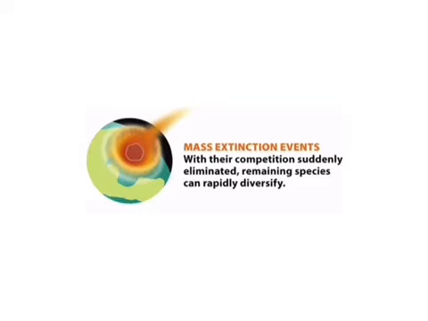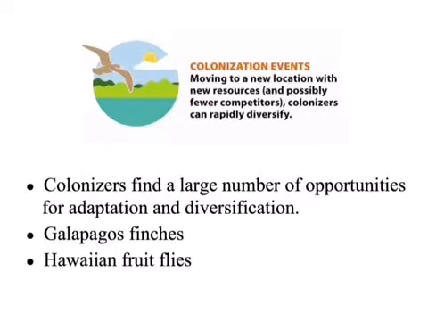Because of this, mammals went from very small and very few numbers of species to a huge diversity of mammals that we now see today. Colonization events can also lead to adaptive radiations. This happens when colonizers find a large number of opportunities for adaptation and diversification. We've seen this in the Galapagos finches and in Hawaii with different groups such as fruit flies or birds.